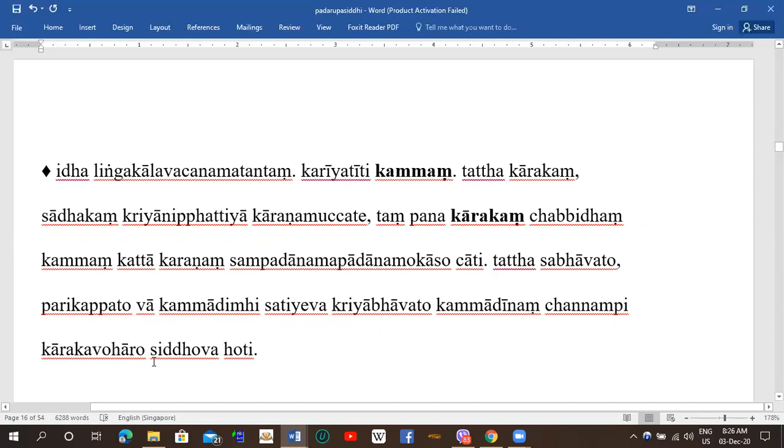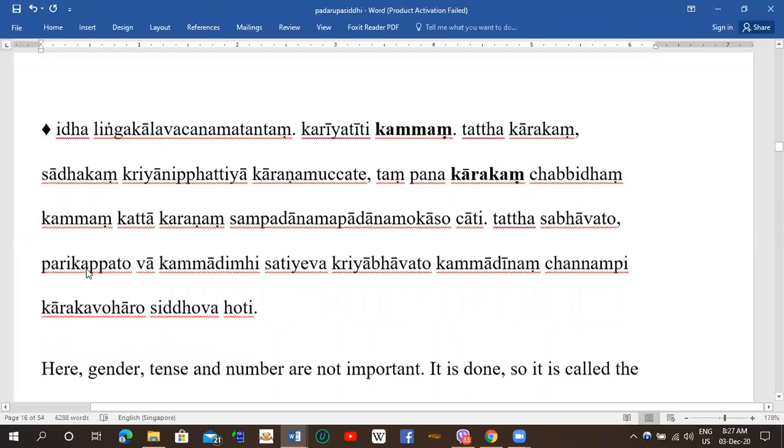Okay, yeah, ita linga kala vachana. Vachana is separate. Okay, linga kala vachana, atanta. Linga, as you know, here is gender; kala is time or tense; vachana is number; atanta is not important. Here, gender, tense or time, and number are not important.